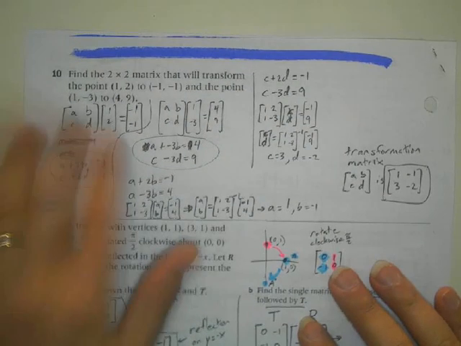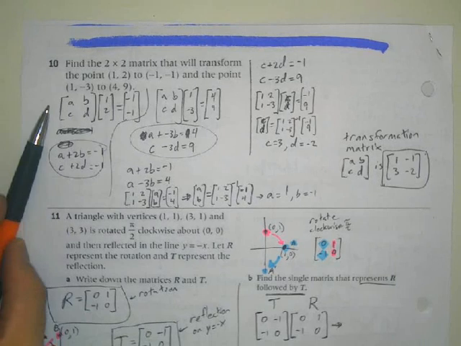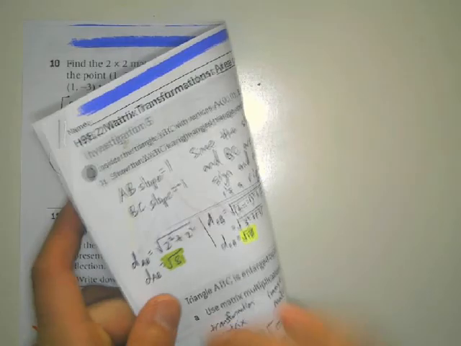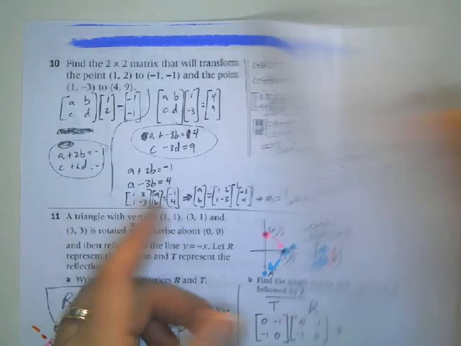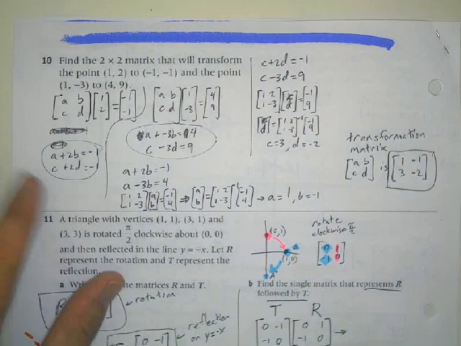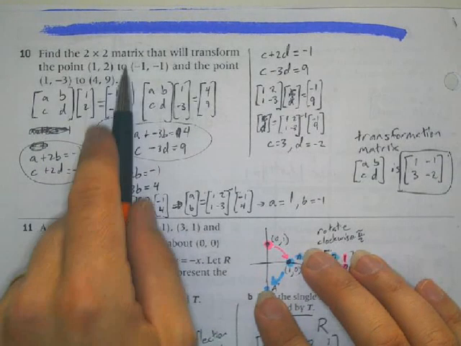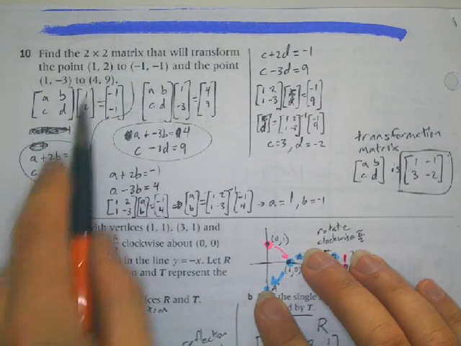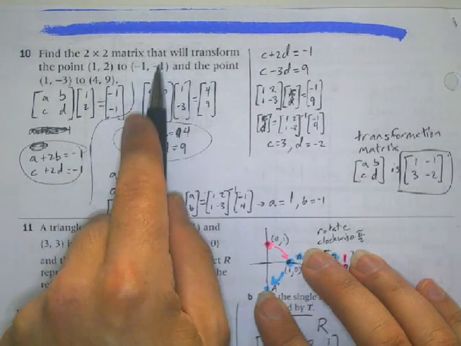Okay. This one was tricky. We did one exactly like this in the H9E.1 handout, the handout just before this. I think it was called example 8. I don't remember. So we are trying to find our transformation matrix A, B, C, D. We have point 1, comma 2, and the result image of that is negative 1, 1.